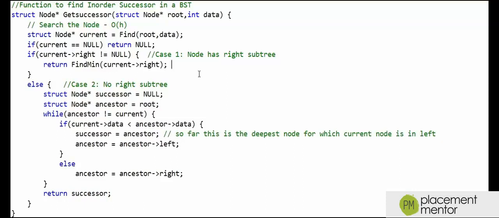Overall, time complexity of this function will be big O of h, and this is what we wanted. We wanted to find successor in big O of h. Here we are already performing the search in big O of h. Finding minimum will also take big O of h, and walking the tree from root to a node in BST will also take big O of h. So overall, this is big O of h.